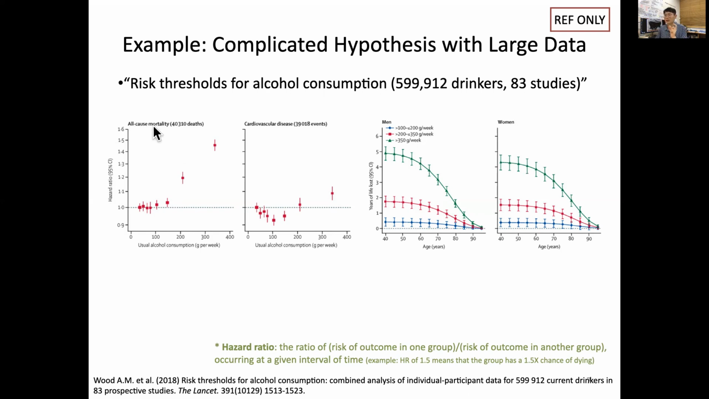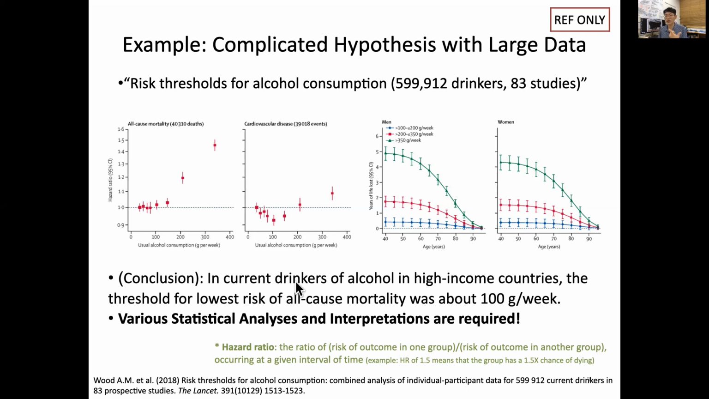For all-cause mortality, you can see the alcohol consumption is almost the same as 1, and you can see it start jumping at 200 grams per week or 350 grams per week. Then you can lose years of life with much higher alcohol consumption. So in conclusion, in current drinkers of alcohol, mostly in high-income countries, the threshold for lowest risk of all-cause mortality is about 100 grams per week. Maybe 100 grams of alcohol per week is allowable, okay? But to draw this conclusion, there are 95% confidence intervals, and these require various statistical analysis and interpretation. So studying statistics or biostatistics is also very important.